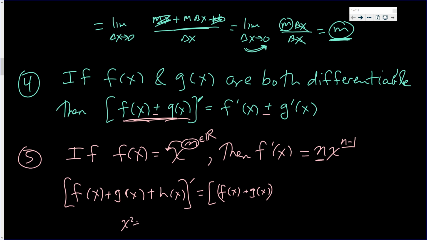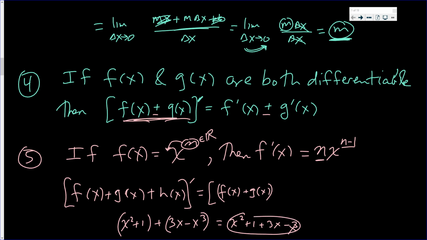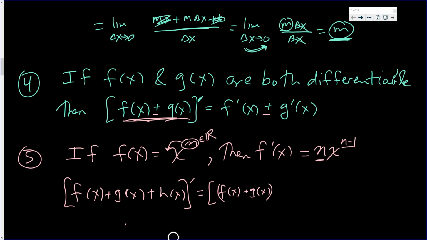If you had x squared plus 1, maybe that's f of x, and you add 3x minus x cubed. Well, when you add those two, you get another function: x squared plus 1 plus 3x minus x cubed. You might write it in a different order, but nonetheless, you get a function. So we can think of f plus g as one function for right now, and in a moment, we'll change that, plus h of x.